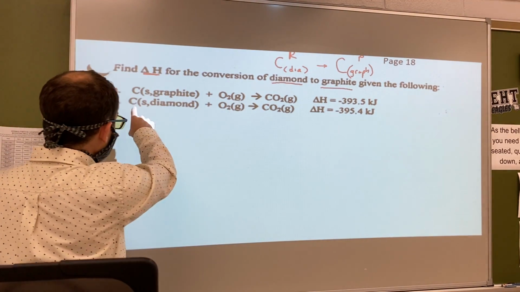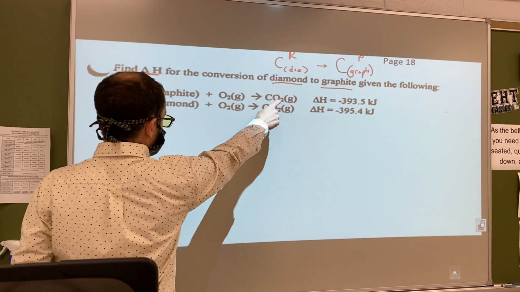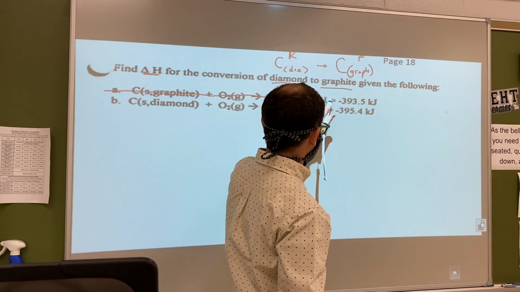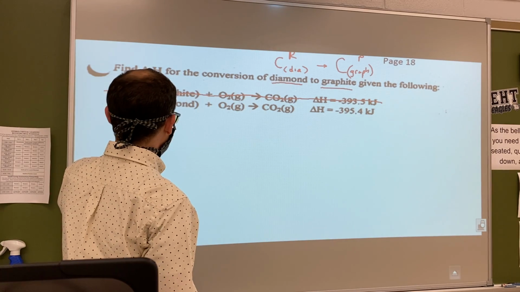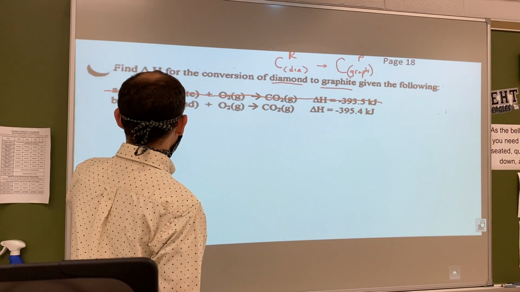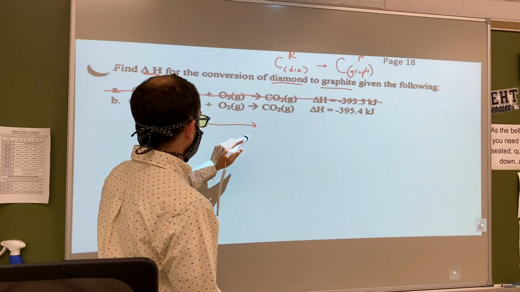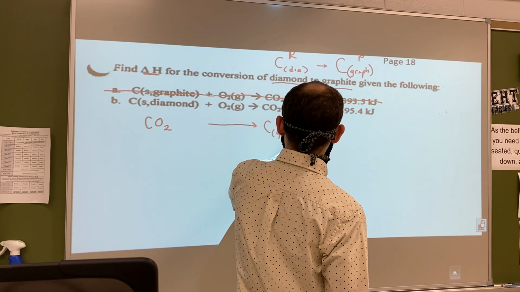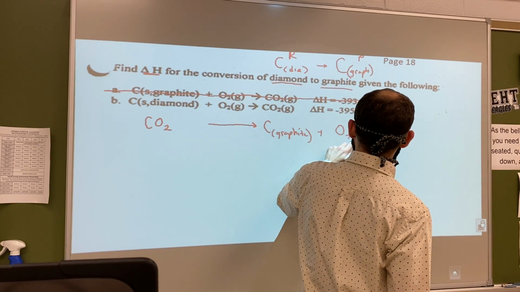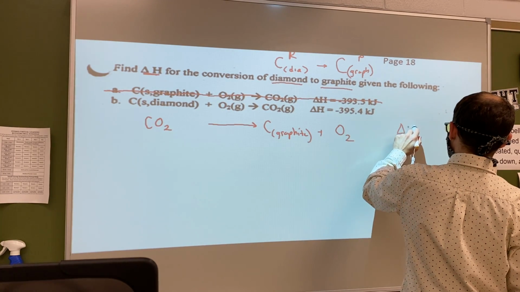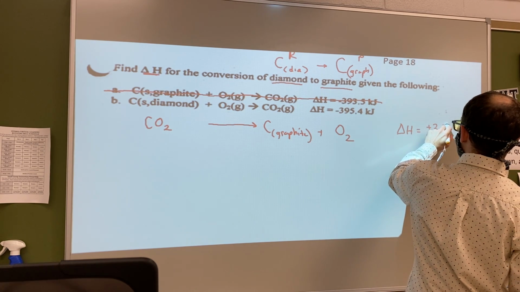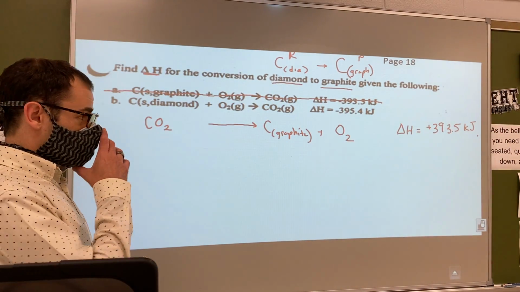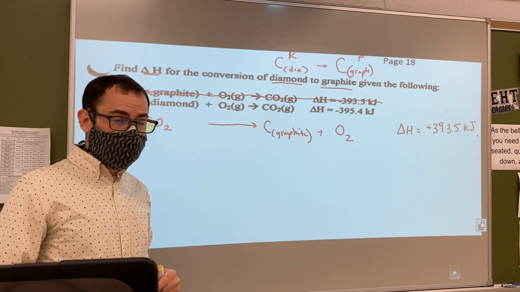This is how we do it. We're going to move this to the product side, which means this is going to be the reactant. So I would lightly cross this out, because you still have to be able to read it, and then rewrite it flipped, anywhere in the margin, real tiny. Then we do C graphite plus O2. And then the delta H gets flipped also. So instead of it being negative, now it's positive. Everybody okay with that? Cool, so we flipped it.